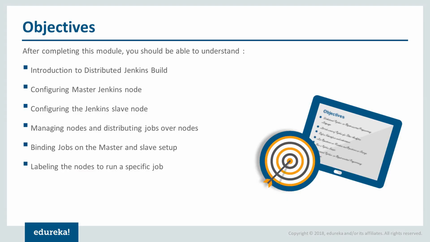The objectives of this module would be to first of all understand what exactly we mean by distributed Jenkins build, also known as Jenkins slave configuration. And we will configure the master Jenkins node. We will configure the Jenkins slave node. We will talk about managing nodes and distributing jobs over the nodes. We will talk about binding jobs on the master and slave setup. And then finally, we will talk about labeling the nodes to run a specific job on a specific node. All right, so with that, let's get started.